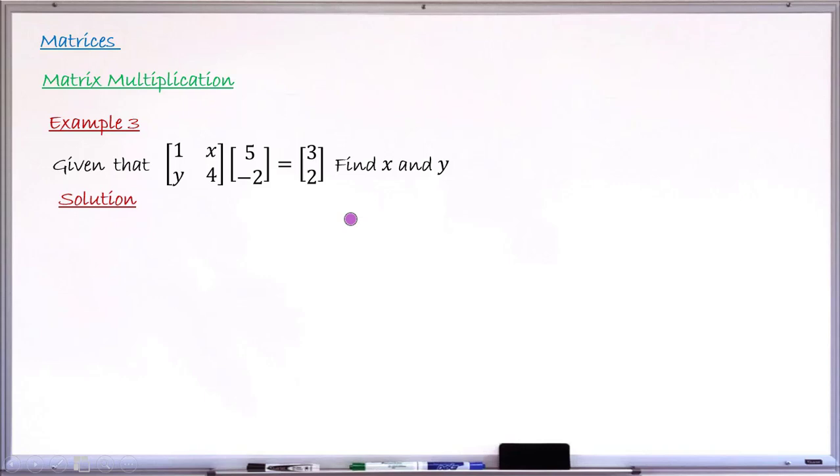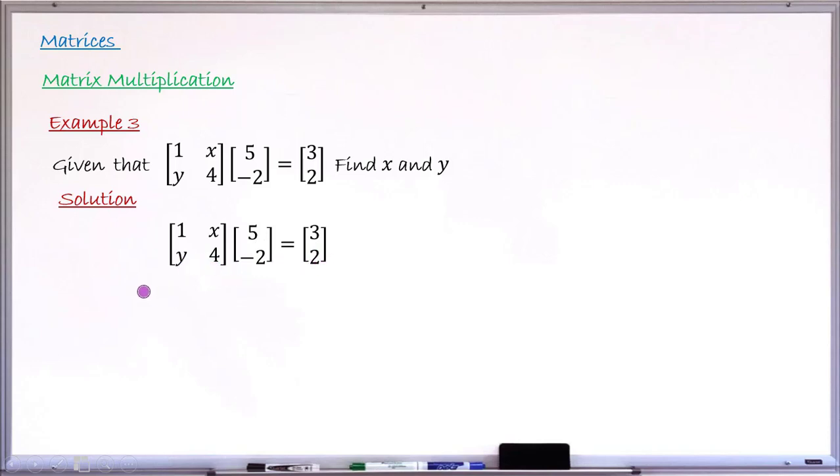Solution to this very problem, we copy the given equation, that is the equation involving these matrices. What we now do, remember, the rule of multiplication says we multiply row by column. So multiplication of this first row by this column is what gives this 3. There I can now form the simple equation that I can get to my x here as the unknown. Similarly, multiplication of this second row by this column is what gives this number 2 in the product. So I can also use that to form a simple equation that I can solve for y.